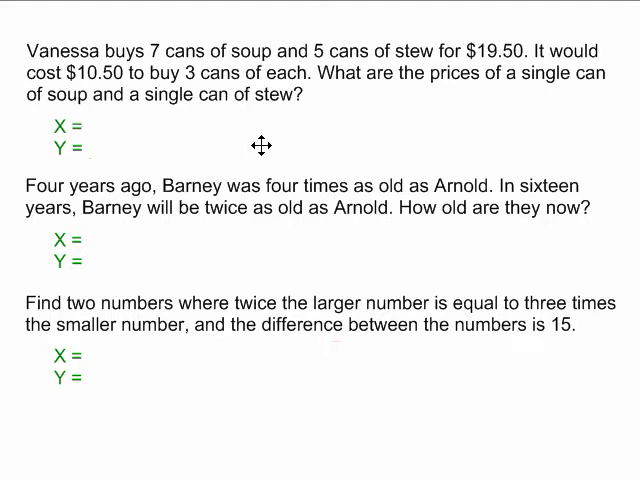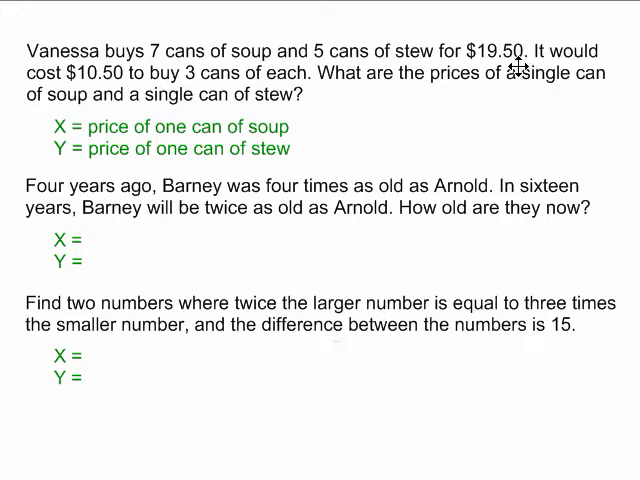I have decided to define my x and y as the price of 1 can of soup and the price of 1 can of stew. When you are working on creating the equations for these type of problems, usually the information for one of your two equations is separate from the information for the other equation. Sometimes it's a comma that separates them, and sometimes it's a period. In this case, it's a period.